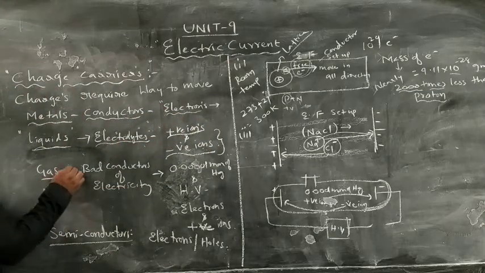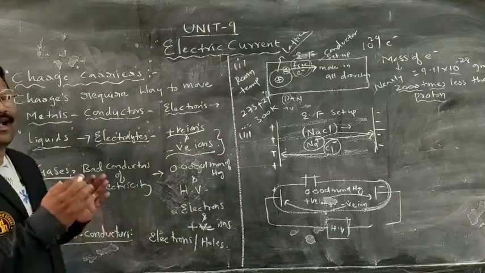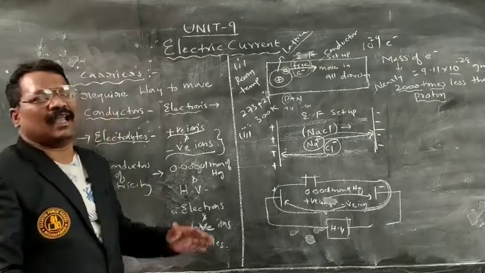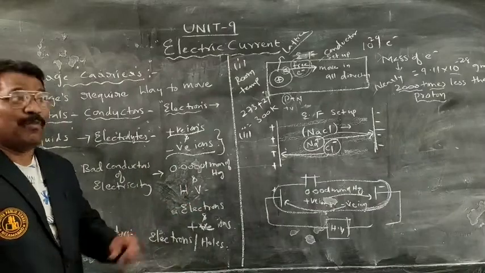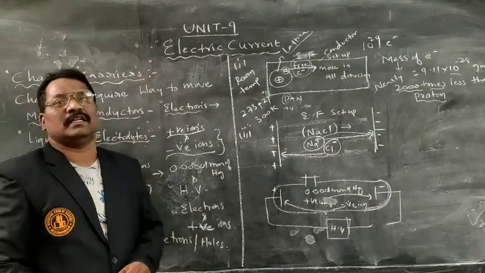Coming to gases, we know that gases are bad conductors of electricity. They cannot conduct electricity. But in one particular condition, that condition is called what?